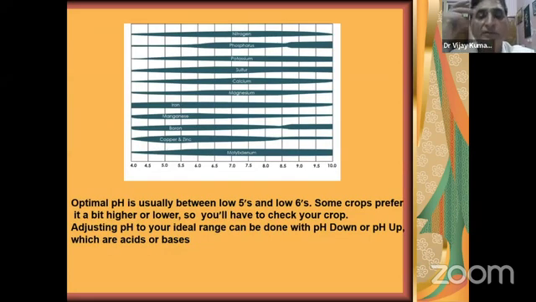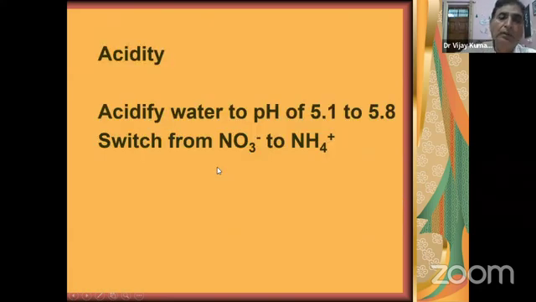You see, this I have shown where the maximum availability of the nutrients is. Between pH 5 and pH 6, maximum availability of all the nutrients is there. This is the common range where all the nutrients are available. The maximum availability is at 5.5 to 6.5.